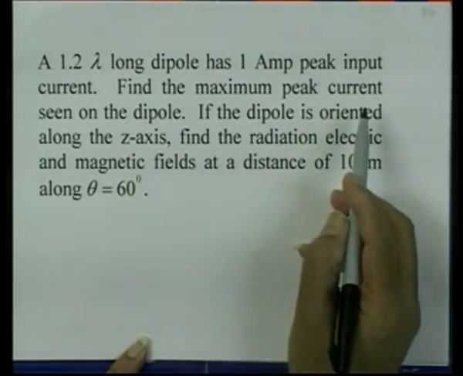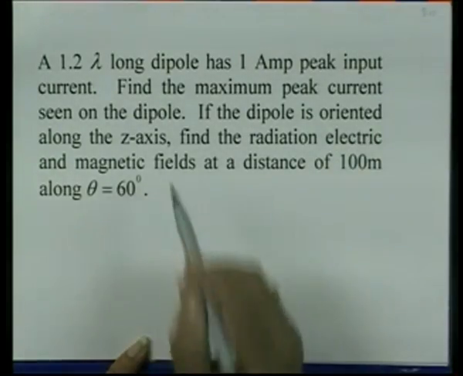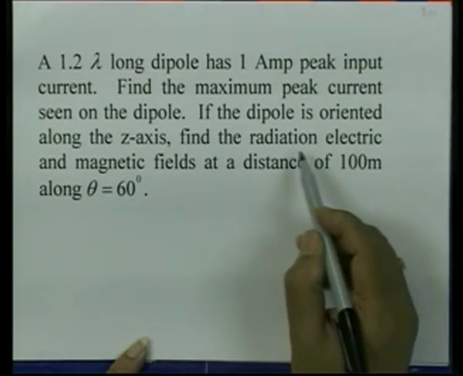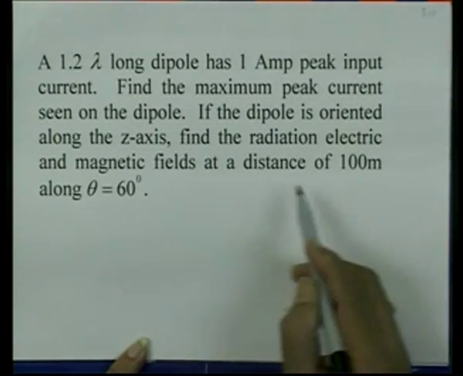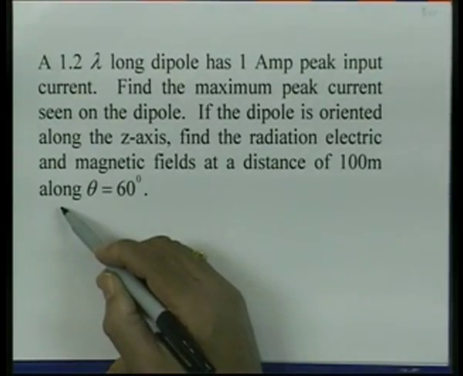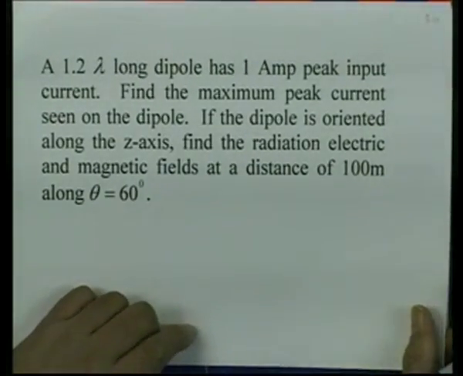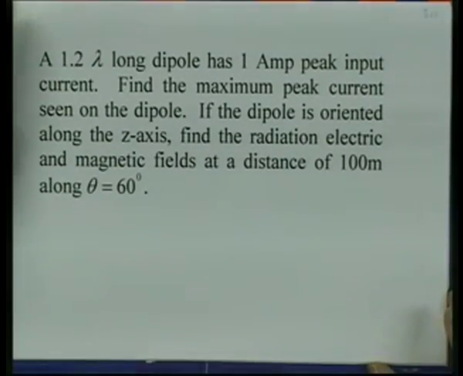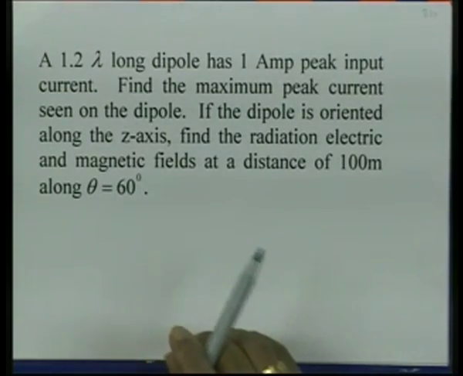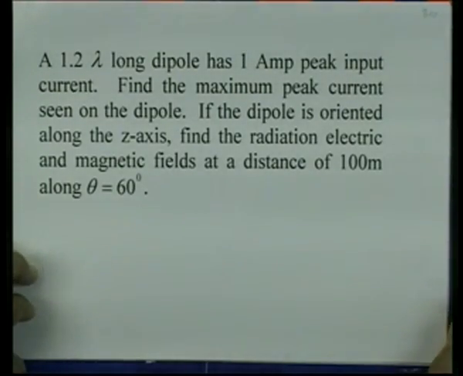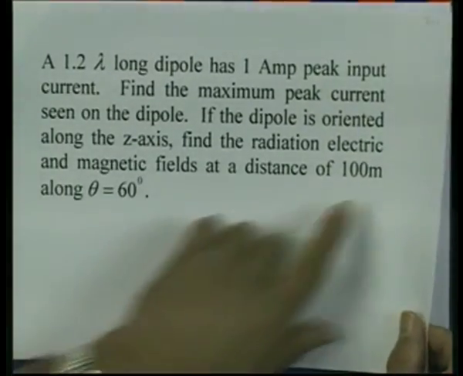Find the maximum peak current seen on the dipole. If the dipole is oriented along the z axis, find the radiation electric field and the magnetic field at a distance of 100 meters along theta equal to 60 degrees. First of all, we have to get the expression for the field for this dipole, which has a length of 1.2 lambda, and then substituting the parameters, we can calculate the field at an angle theta equal to 60 degrees at a distance of 100 meters.